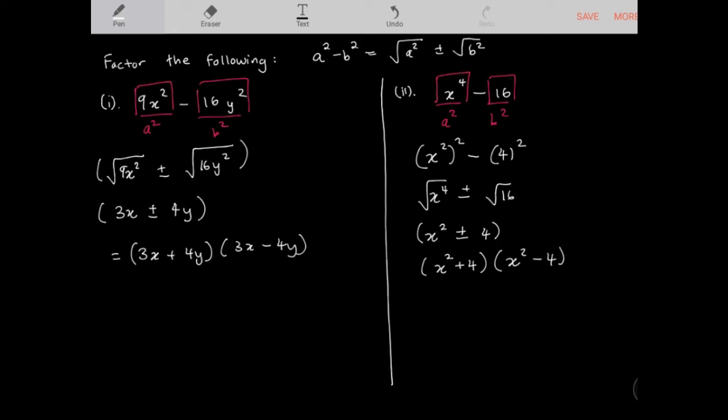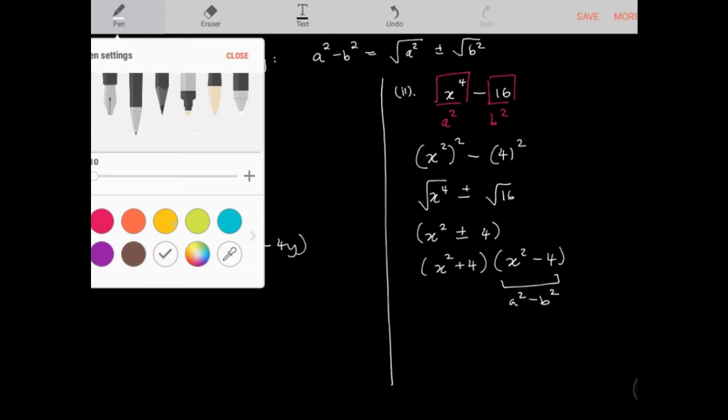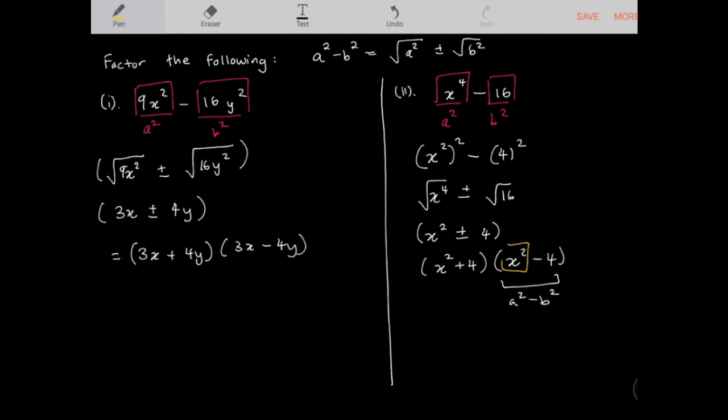Now at this point, you can actually notice that this one also looks like a squared minus b squared. So you actually have to factor this again. So in this case, I'm going to let the x squared represent a squared, and the 4 here represent b squared, and then I do the same thing all over again, right? So I use the template, the square root of x squared plus minus the square root of 4, which is basically x plus minus 2.